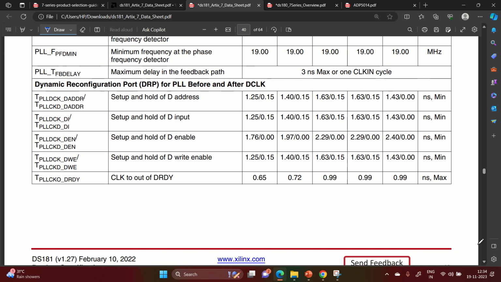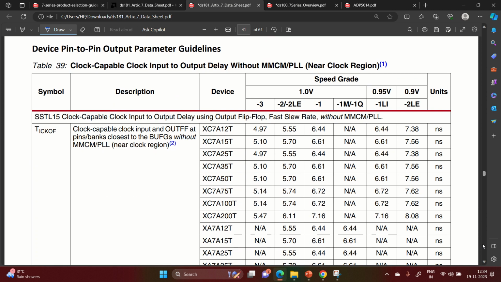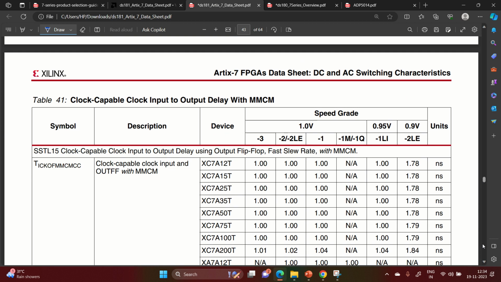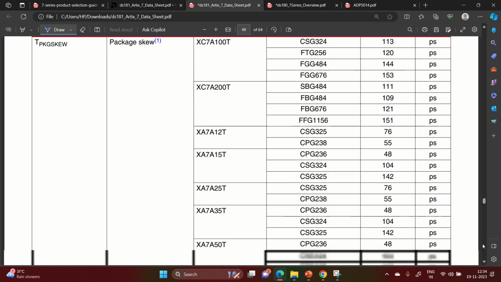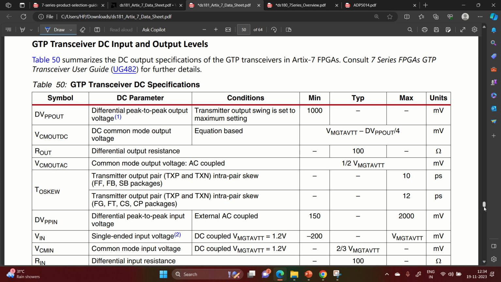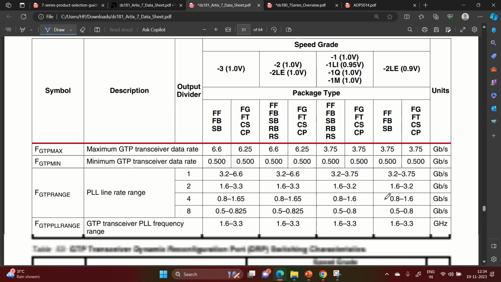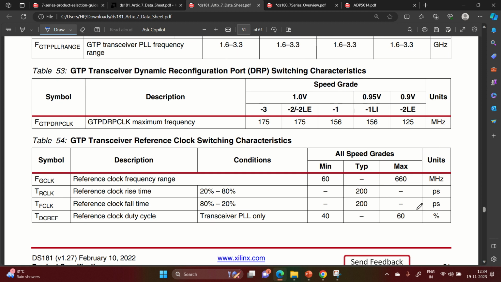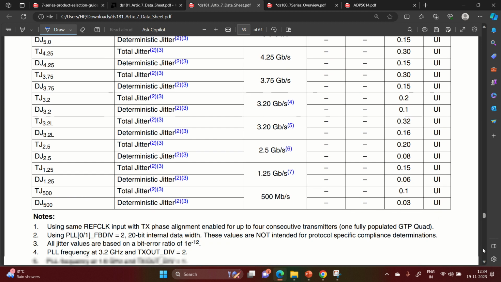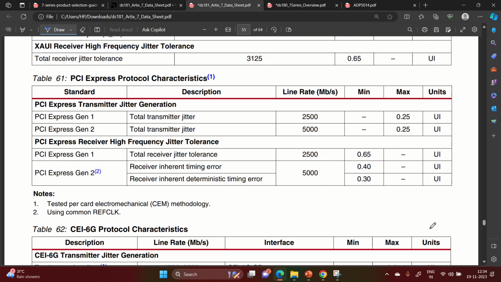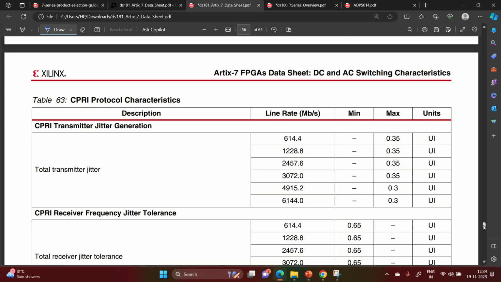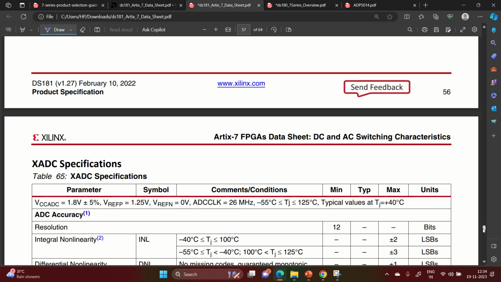Similar to that, you have clock capabilities, like what is the delay time between clocks. So I hope you have a good understanding now of what the DC/AC characteristics are and how you will be taking care of your power supply design. Now, if you have any questions regarding power supply design, put them in the comments below.